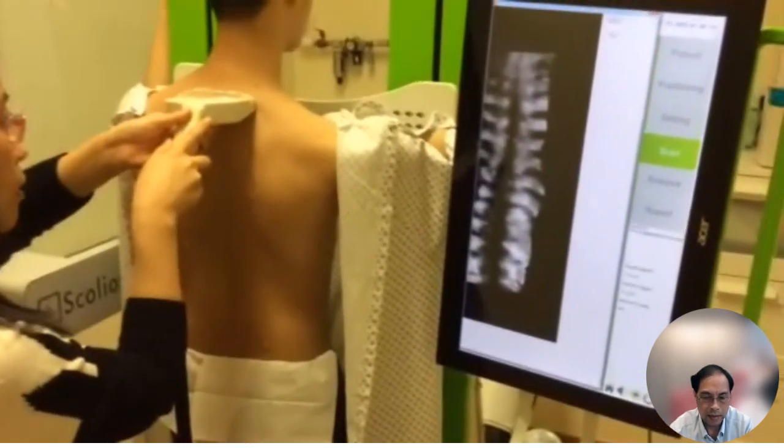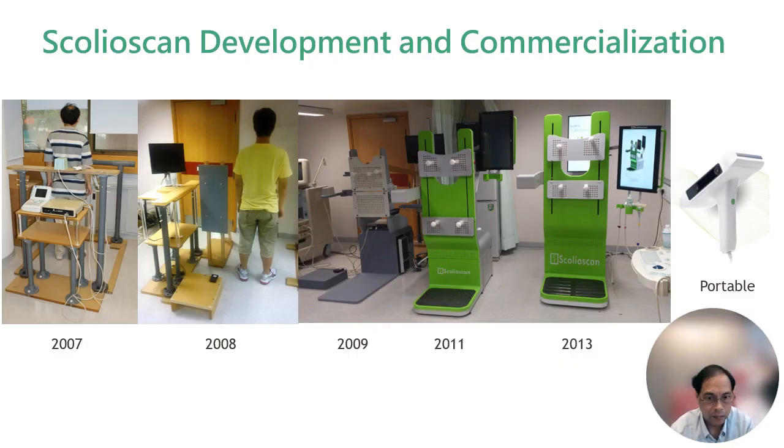Of course, we can get the 3D information as well. This we'll introduce later. So with this idea, we started with a concept, and ultimately, with different industrial supports, we finally became a device called a Scoliosis. Even now, in 2021, we have a portable device.